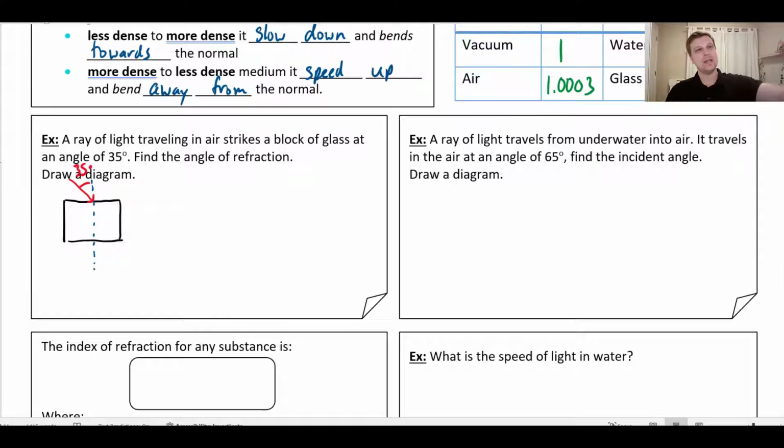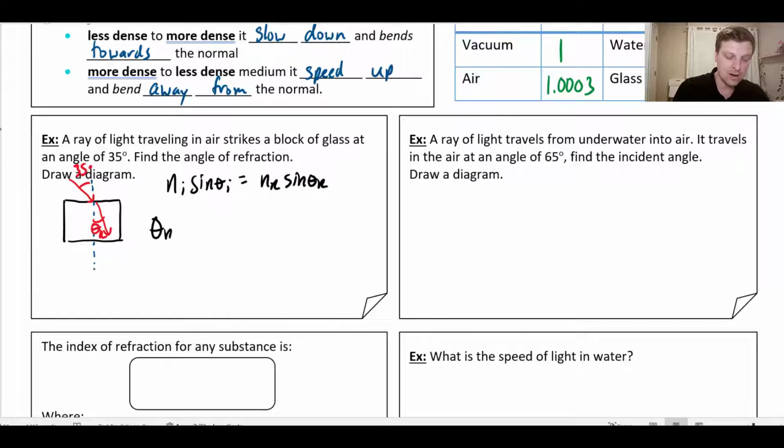Now think about this. As that light comes in, it's going to slow down when it hits the glass, and the slowing down is going to cause it to turn and bend towards the normal. So this angle right here, my theta r, I'm expecting that to be smaller than 35. Otherwise, something's gone wrong with my calculations. So n_i sine theta_i equals n_r sine theta_r.